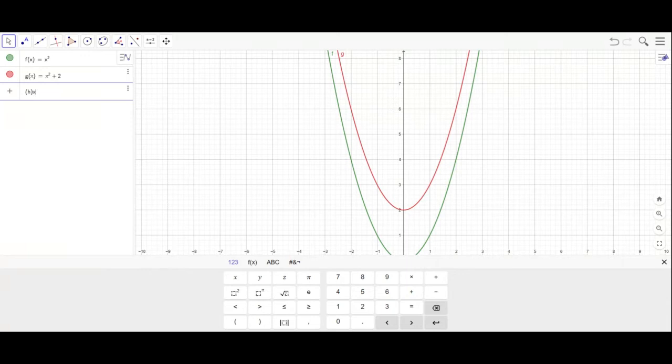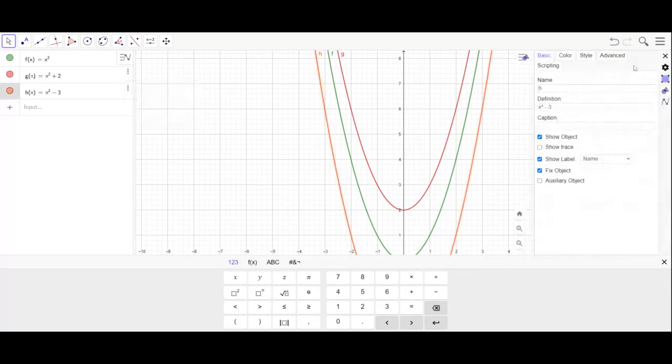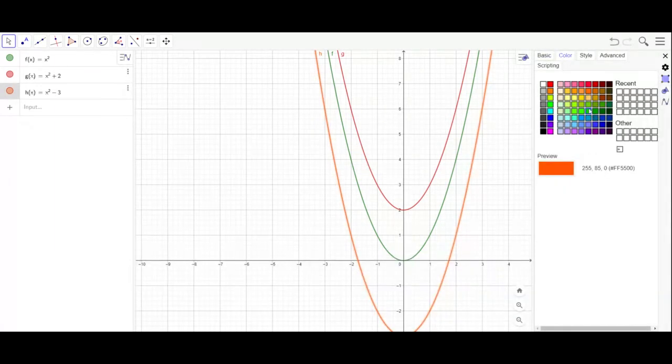And if you do the subtraction, it will be exactly the same. If you do the subtraction, it would look exactly the same. So adding and subtracting outside the function is the easiest type of shift. Let's subtract 3, for example. And now we have an orange function. Actually, that's kind of close to the color. Can we change that? Let's go to blue. I like blue.